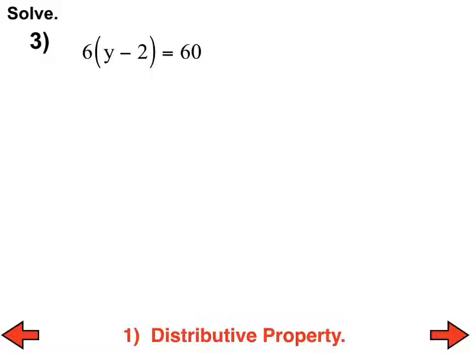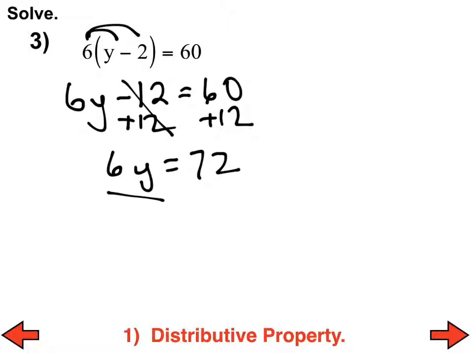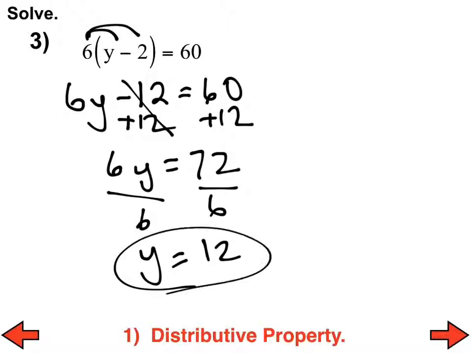Please distribute, add, then divide. Hallie, will you tell us how you did this problem? So, I multiplied 6 to y and 6 to -2. You mean distributed? Oh, yes, sir. Distributed. And then I got 6y minus 12 equals 60. Then I added 12 to both sides. So that was 6y equals 72. Then I divided by 6, and then I got y equals 12. Who agrees with y equals 12? Very nice. That is correct.